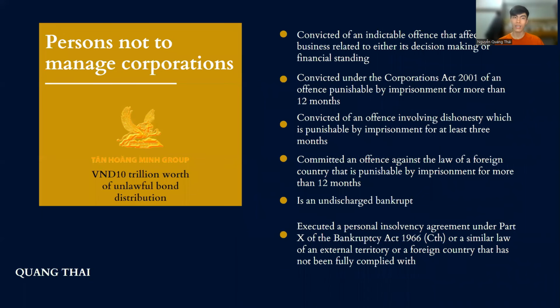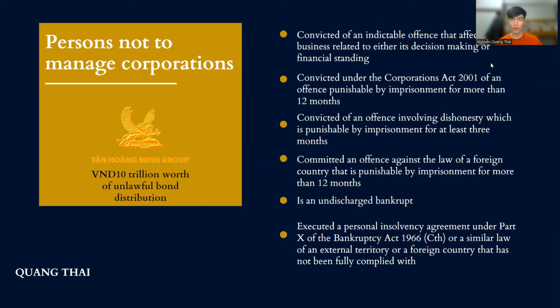And the final part of this section is certain types of person that are not allowed to manage corporations. So there's 6 of them. Number 1, those that are convicted of an indictable offense that affects the business related to either the decision making or the financial standing. Number 2, those that are convicted under the Corporations Act 2001 of an offense punishable by imprisonment for more than 12 months.